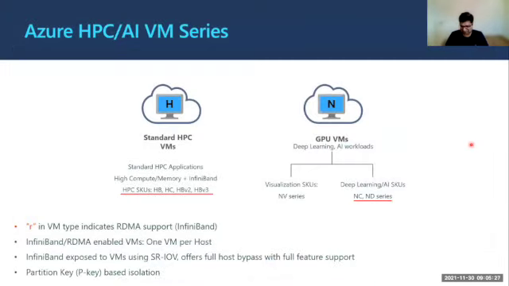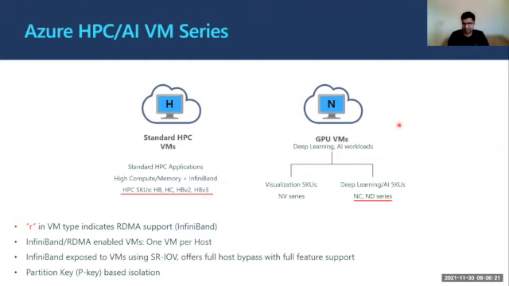I don't want to go too much into the detail, but the main idea is that you have different types of VMs for different classes of applications. But in this session, I would like to focus on the HPC/AI VM types. Broadly, we can classify them into H and N, where H is the standard HPC applications where you have high compute and high memory plus a high-speed network, which is InfiniBand. Azure is the only public cloud that offers IB on cloud. So that's the H series. Example HPC SKUs are HB, HC, HBv2, and HBv3. We'll go into HBv3 in some more detail in the following slides.